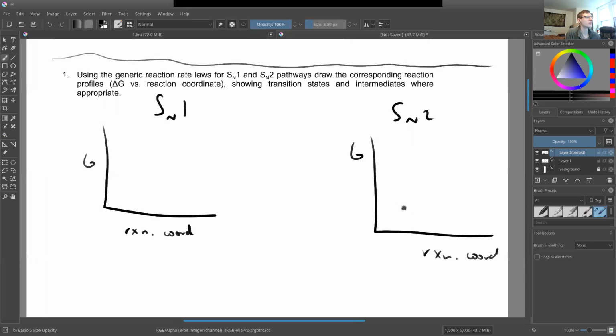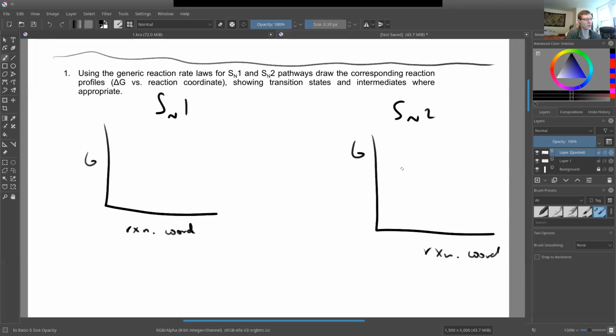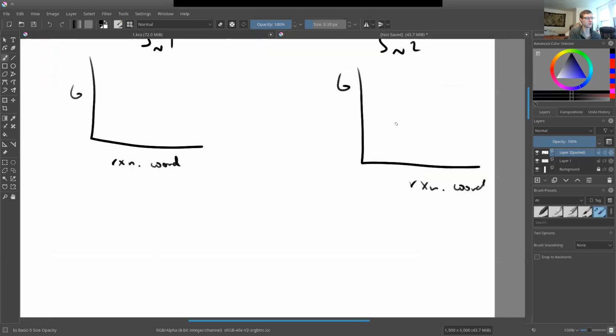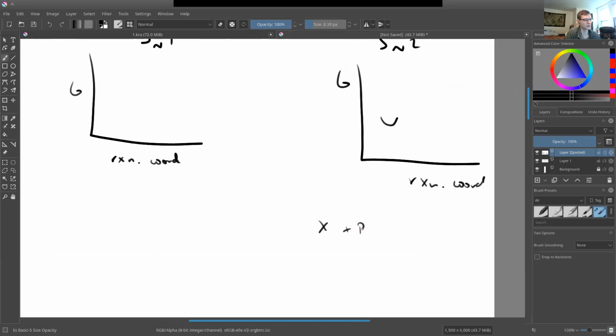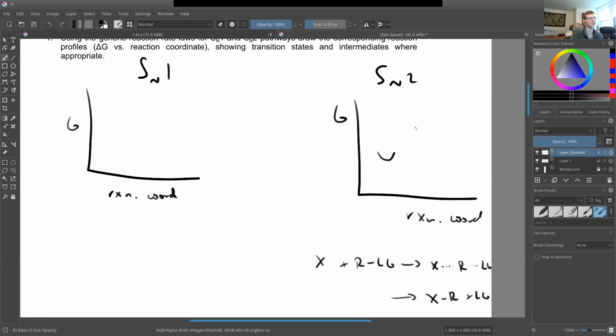Okay, cool. So for SN2, this one's not bad, right? Because we know that for SN2, we start with both things, right? So here we go. We have X plus something with a leaving group, right? Oh my God, look, none of these are even chemicals, right? Yeah, so there we go. And then we have a transition state, and then we get our final product. And that's it.